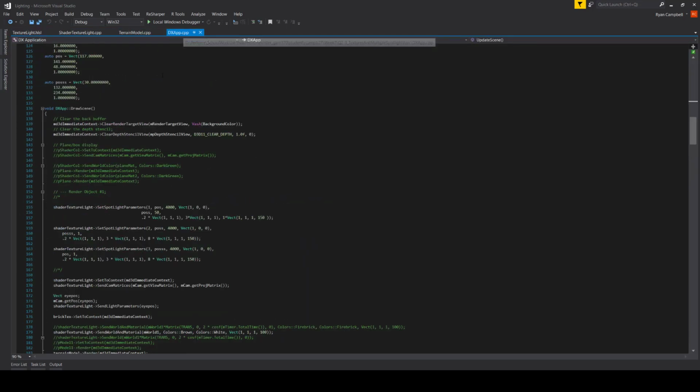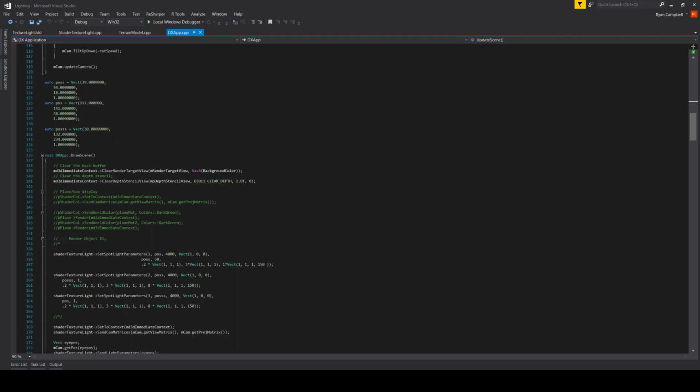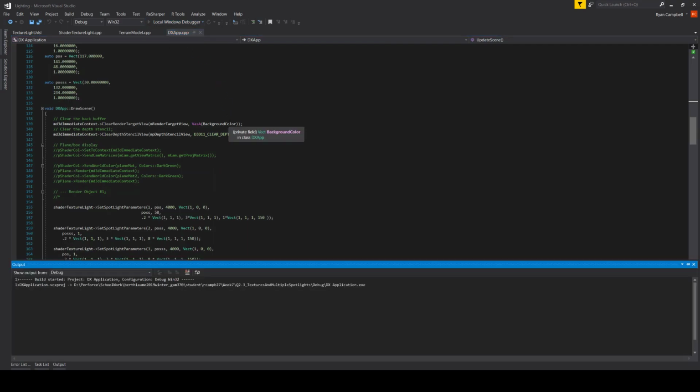So for the spotlight parameters, I essentially just picked 3 locations off of the terrain vertices, and then just randomly set the spotlight's position, and the position they'll be looking in. And that creates the terrain to be lit by the 3, as well as have a texture on it.